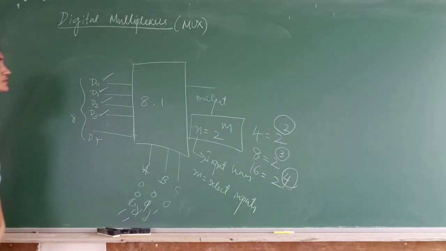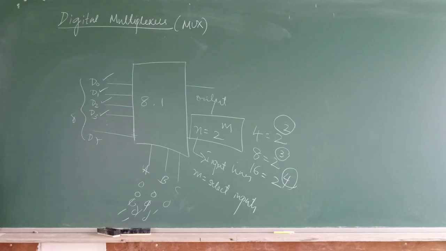So this is what a multiplexer is. Let me define the multiplexer again. A multiplexer selects 1 out of n input lines so that the logical value of the input is transferred to the output. The selection will be based on the select inputs.